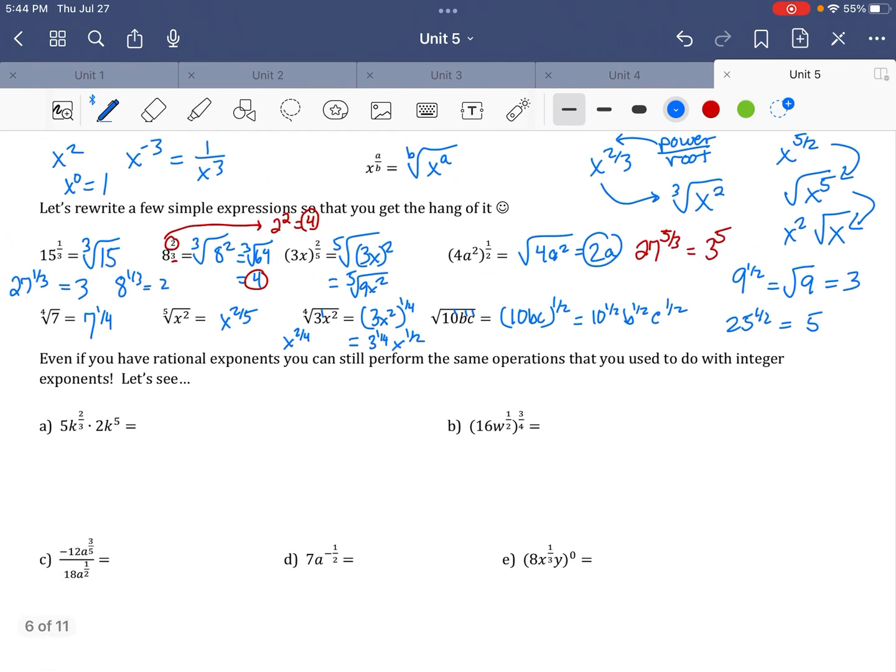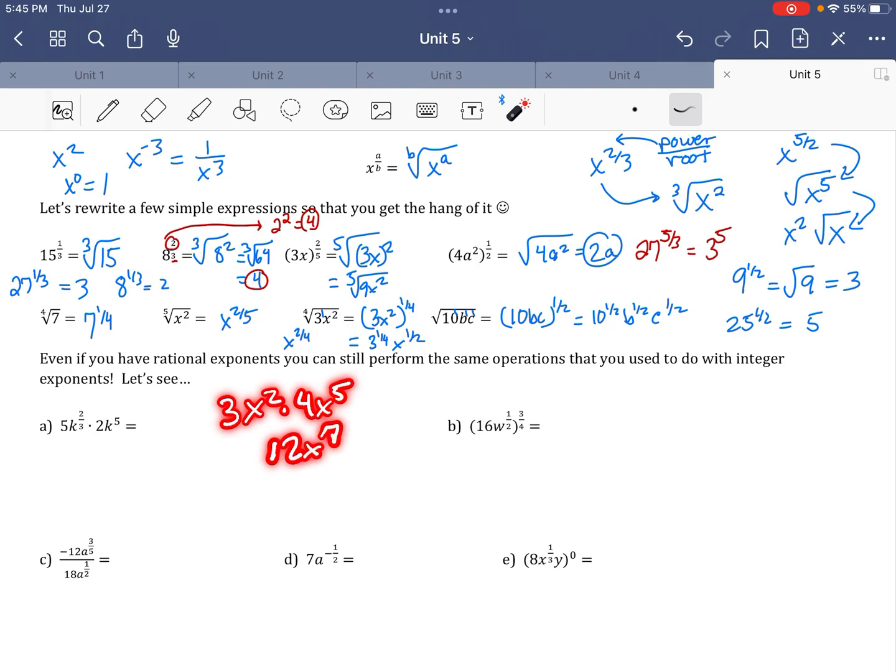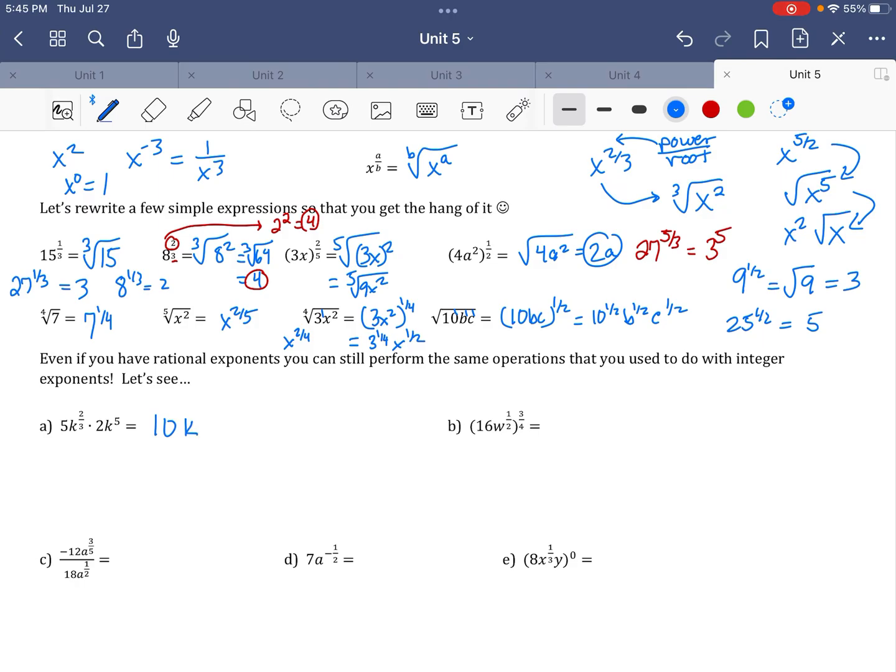All right, so you're going to do operations with these things just like you always have. You just need to remember your exponent rules. When you multiply, you add the exponents, right? Normally they would have been nice, easy numbers. Like if you had 3x squared times 4x to the 5th, you'd have been like, oh, that's 12x to the 7th, right? So it's just the same thing as before. 5 times 2 is 10.